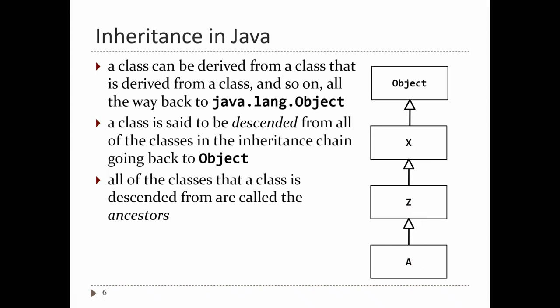So we say that a class is descended from all of the classes in the inheritance chain going back to Object. So A is descended from Z, X, and Object. Z is descended from X and Object. X is descended from Object. And the classes that a class descends from are called the ancestor classes. So Object is the ancestor class of all other objects. X and Z are the ancestor classes of A.